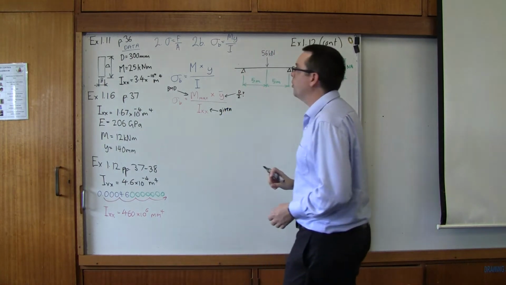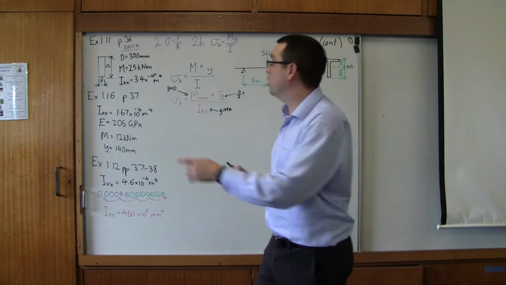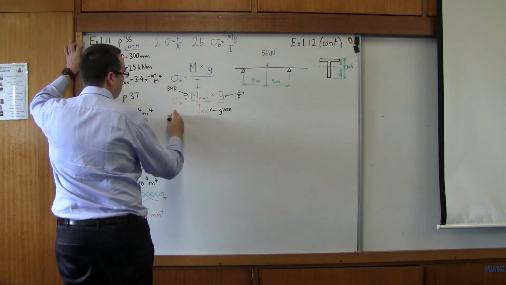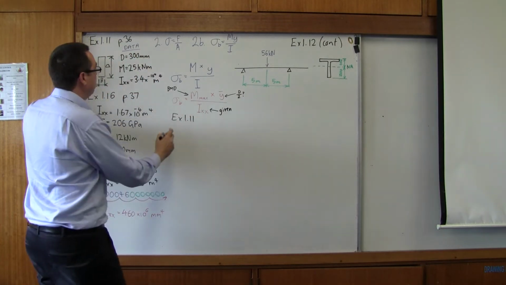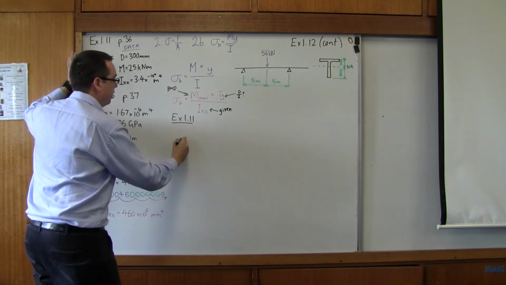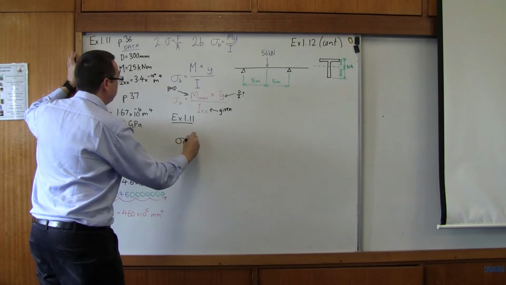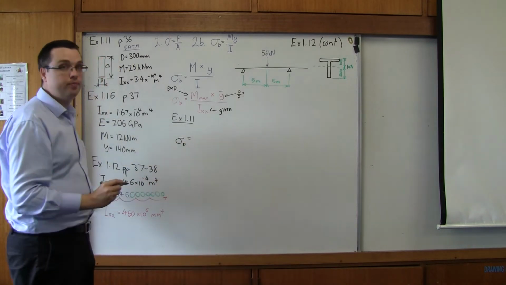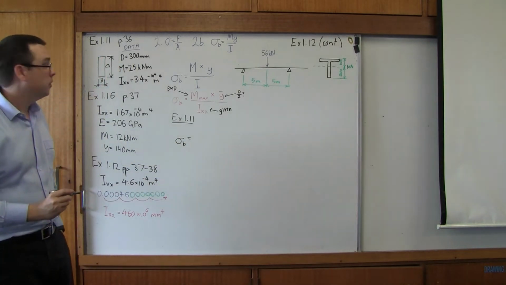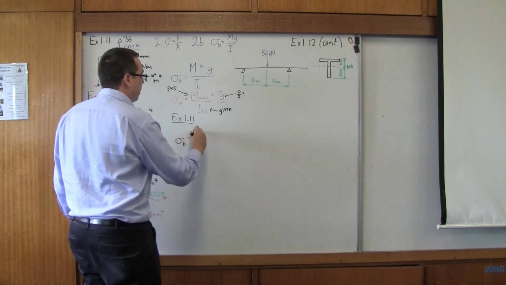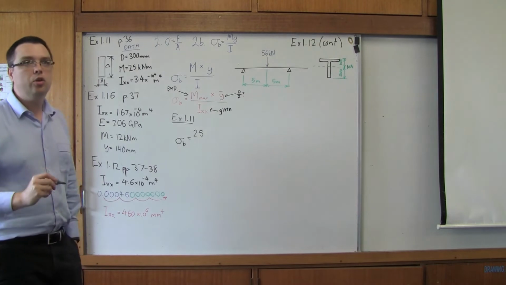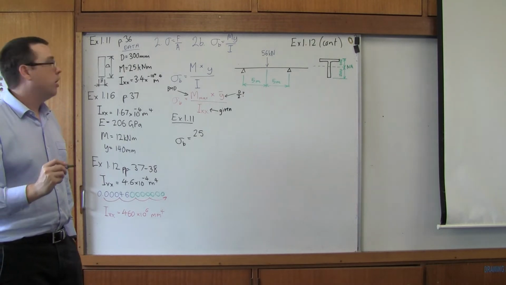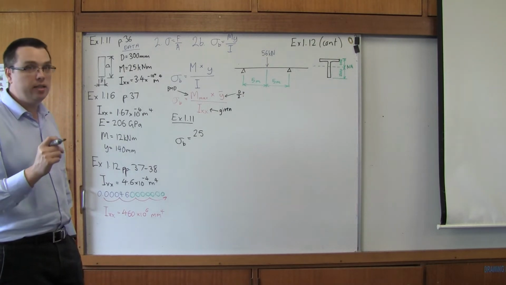Okay, so let's work our examples. We're going to do Ex1.11. We're going to plug these values into the calculator. So what we're going to say is sigma b equals, what's our value for M? 25. Now what is the unit? Kilonewton meters.